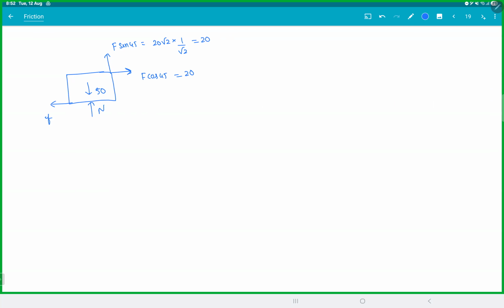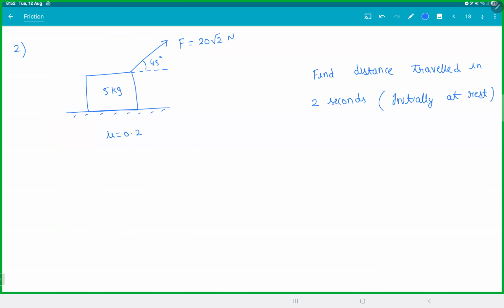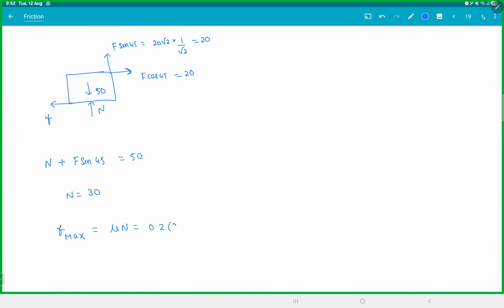Now, the most common mistake is this. What is normal reaction? N is not 50. Normal reaction will be how much? N plus F sin 45 is 50. N is 30 newtons. This is the mistake people are doing. N is not 50. Then what is the maximum friction? You need to check. F max will be mu into N. Mu is 0.2 into 30. This is 6 newtons. Since F cos 45, which is 20 newtons, is greater than F max, block slips.